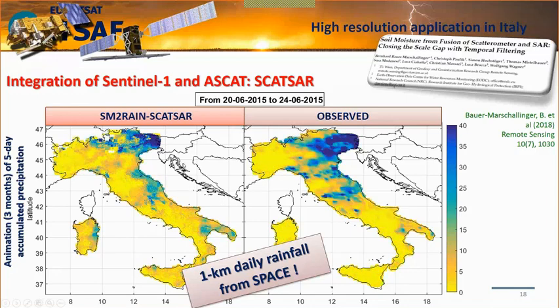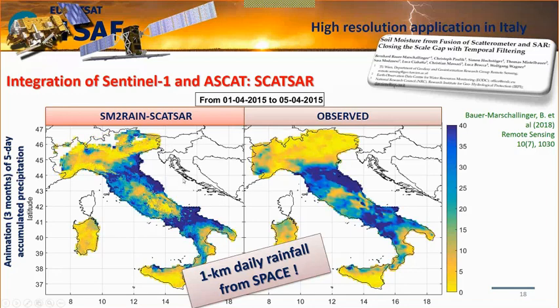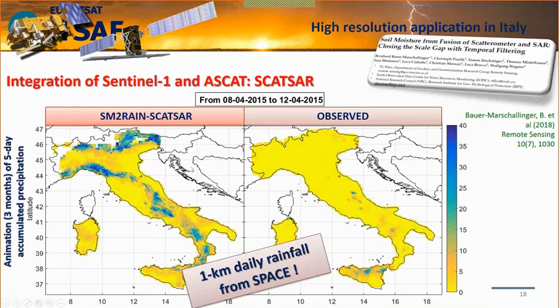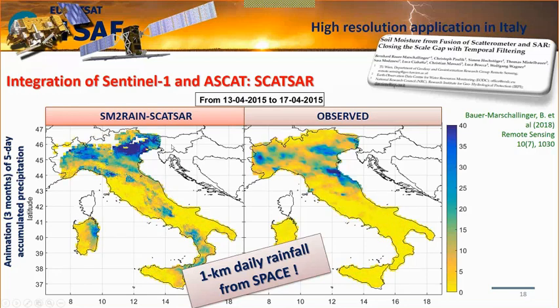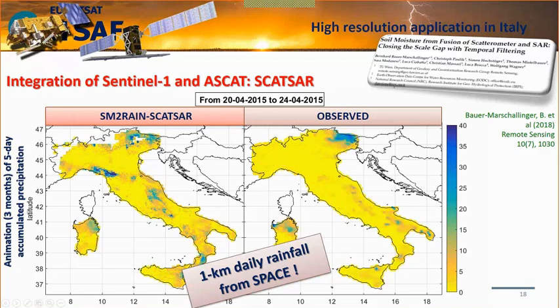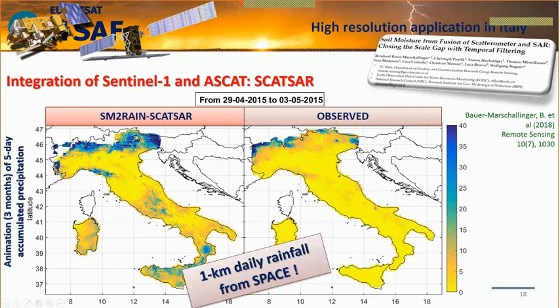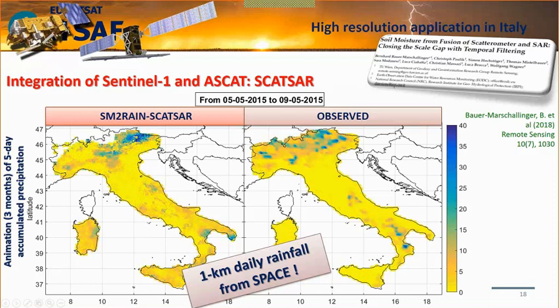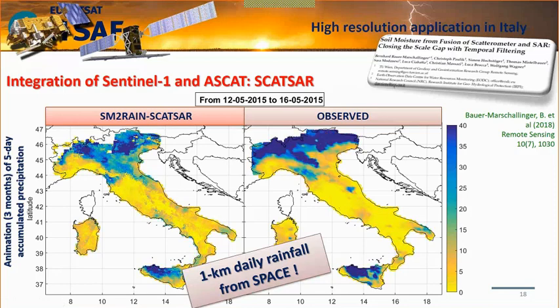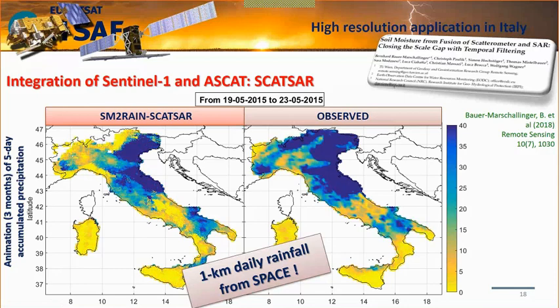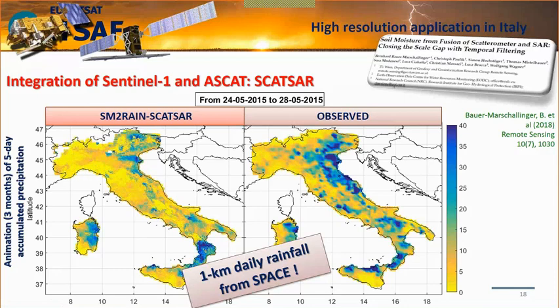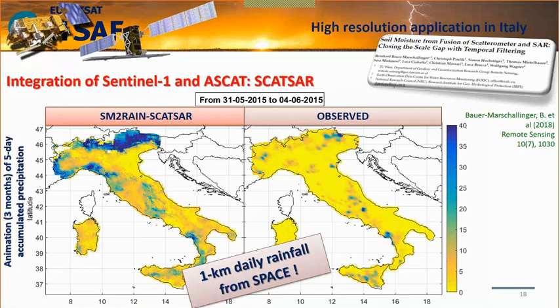And here you can see the comparison of the spatial pattern between the rainfall obtained through the application of SM2RAIN to the SCATSAR dataset, here on the left, and the observed dataset obtained through the monitoring network over Italy. And we can see that the satellite rainfall product is able to represent the observed situation, showing similar spatial patterns.